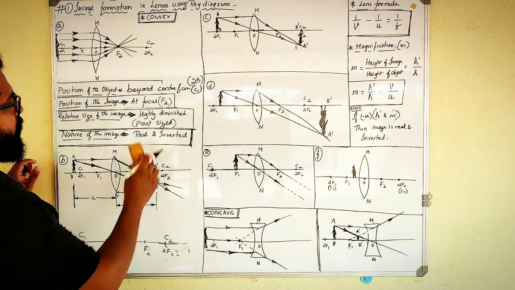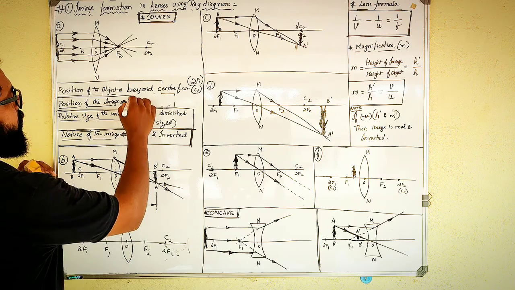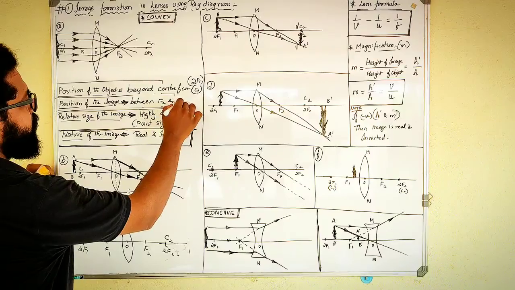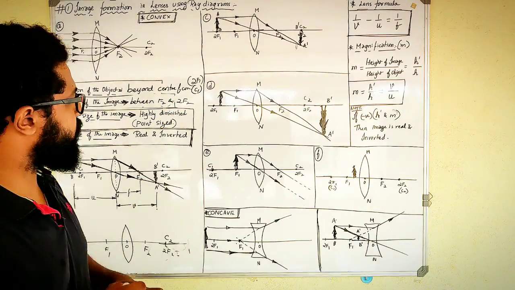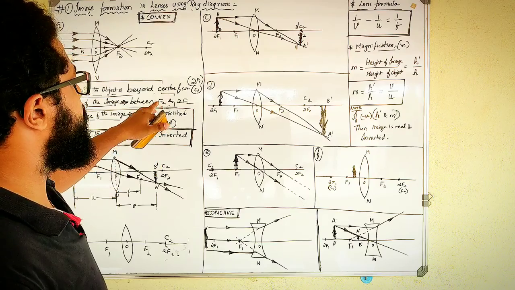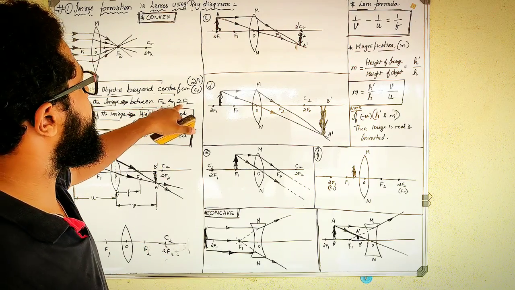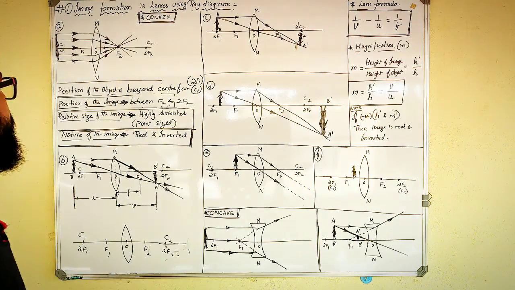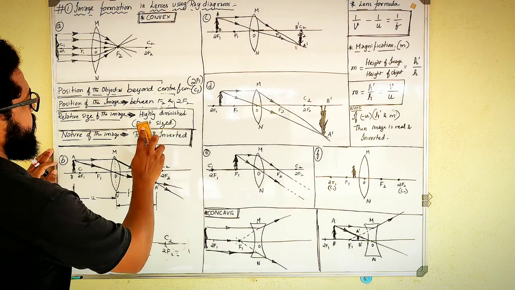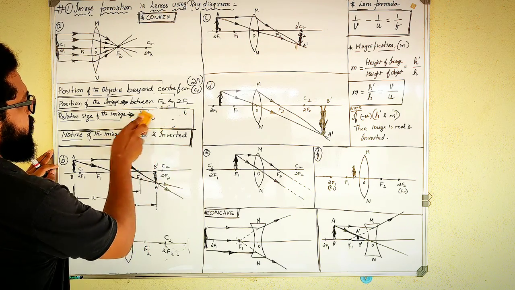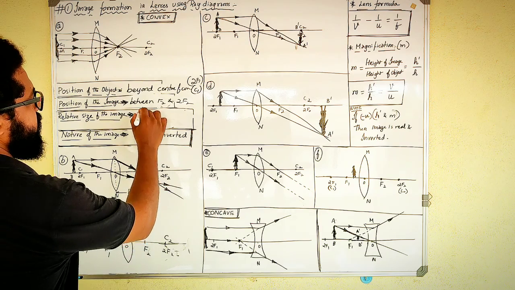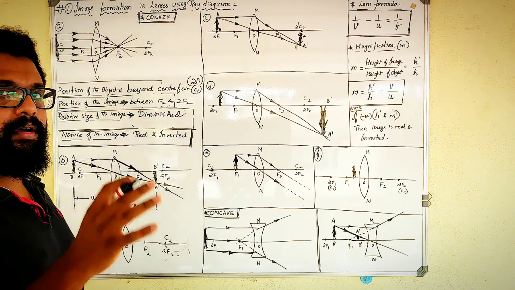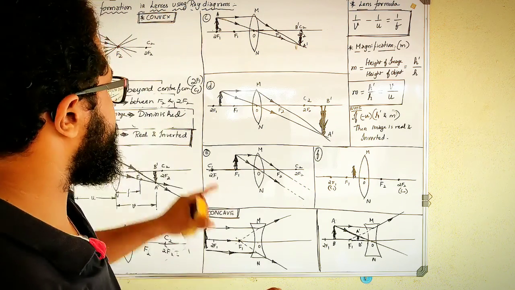Then the position of the image is formed in between F2 and 2F2. It is better that you write it in a full sentence, saying between the second focus point and second center of curvature, the right-hand focus point and the right-hand center of curvature. The size of the image is diminished. It is not highly diminished, it is smaller than the original. Remember, just write it as diminished.